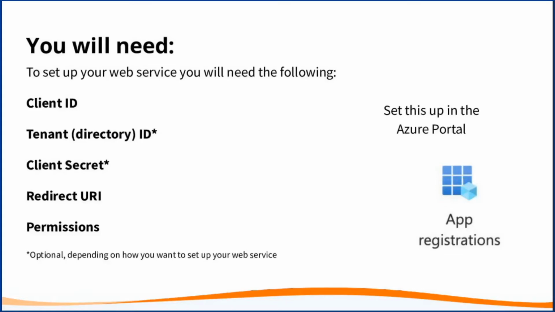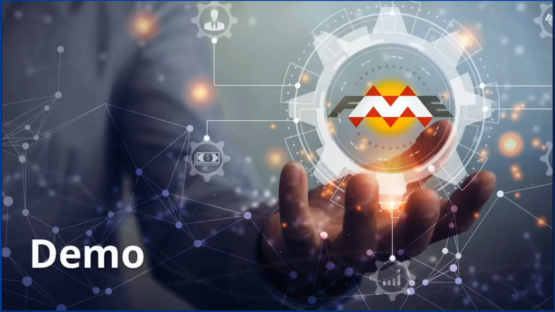So in FME, to configure your web service definition, you will need the following things. You're definitely going to need your own client ID. You may need a tenant ID or a client secret, depending on your use case, which we'll cover in the next few slides and in the demo. You'll need a redirect URI, and you'll need to make sure that the web service that you're setting up has the right permissions to access what you're trying to access. And in the case of Microsoft, you'll set all of this up in the Azure portal. So let's go and take a look at how you can do that.